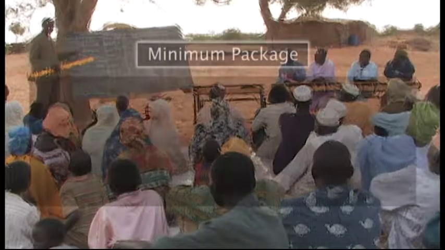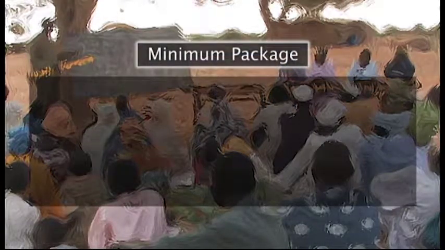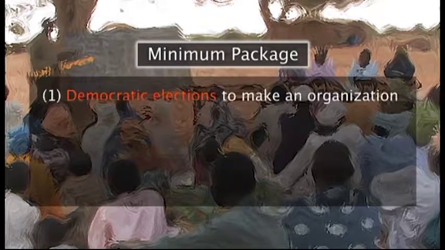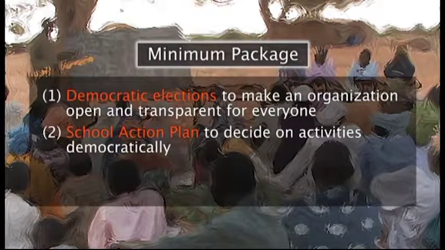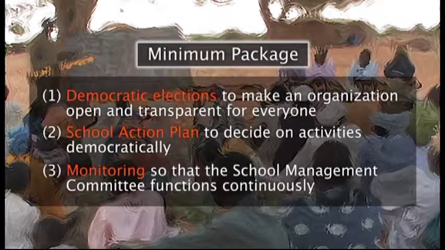For this purpose, we introduced the minimum package, which consists of 3 elements. Democratic elections to make an organization open and transparent for everyone. School action plan to decide on activities democratically. Monitoring so that the school management committee functions continuously. Let's look at each of these elements of the minimum package in turn.